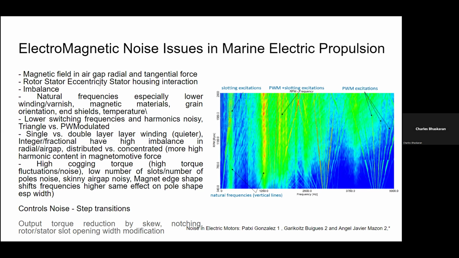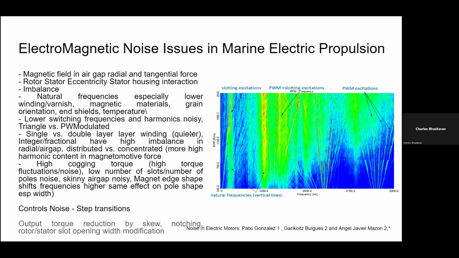Typically, the lower switching frequencies induce a lot of harmonics, so it's very noisy. There's also differences between triangle versus PWM modulation, where the noise kind of changes. Single versus double winding of the motor itself. You double wind the motor, it's quieter. And there's a lot of harmonic content, magnetic forces that happen. We don't want it to be concentrated. It's better to be distributed.